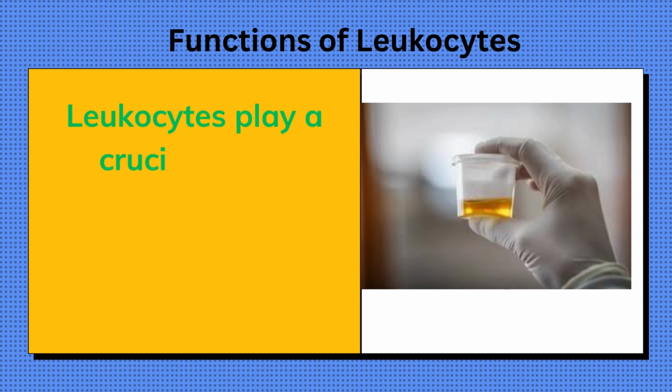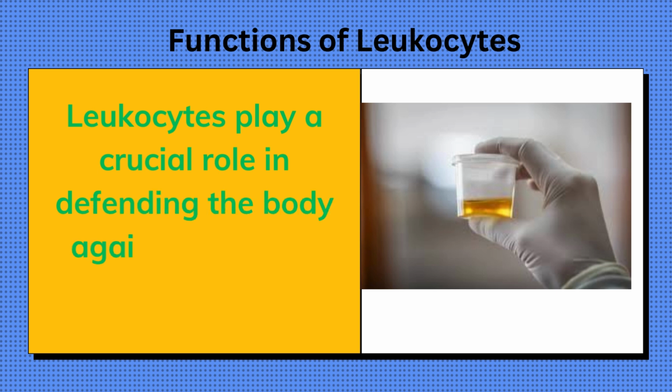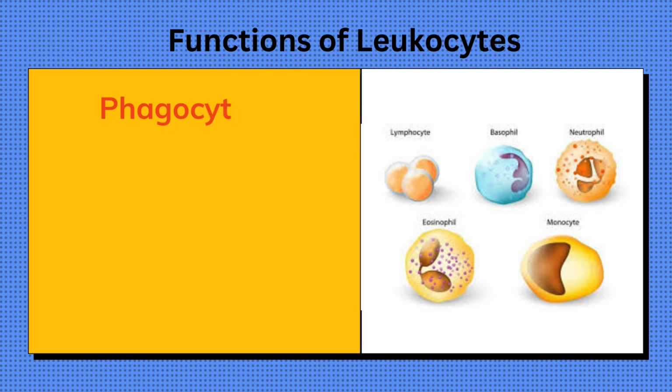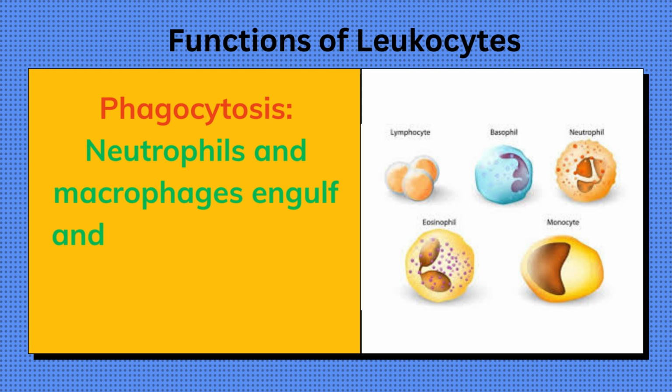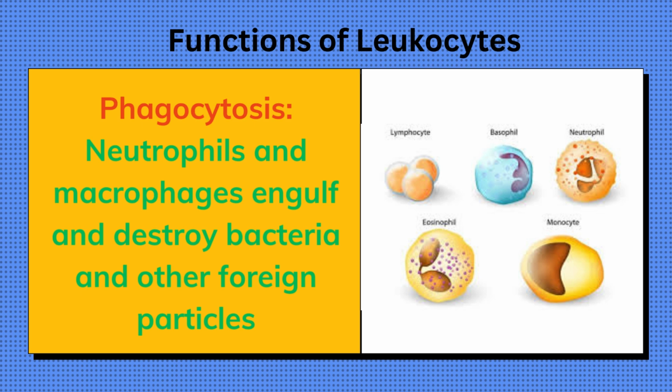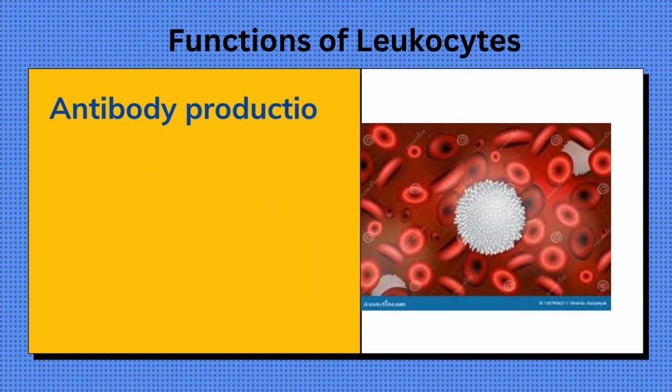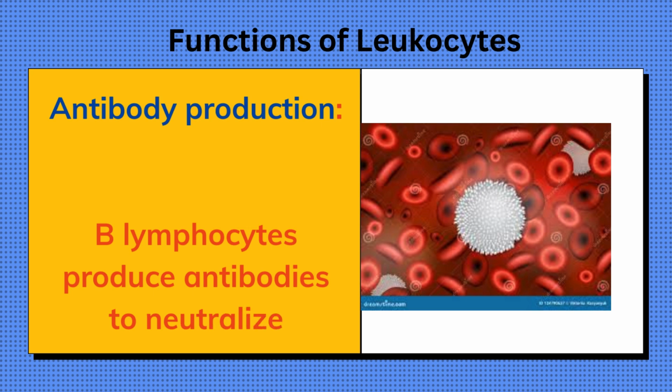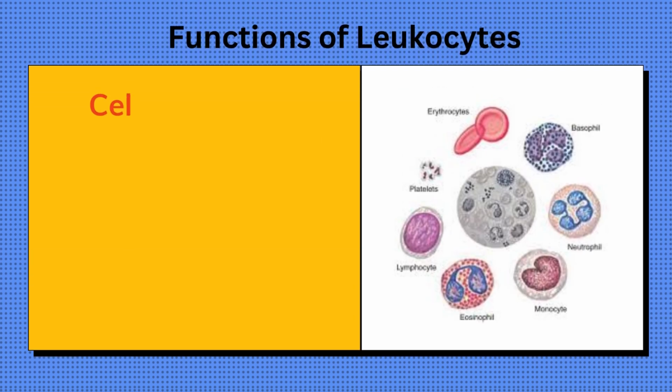Different types of leukocytes. Functions of leukocytes. Leukocytes play a crucial role in defending the body against invaders. Phagocytosis: neutrophils and macrophages engulf and destroy bacteria and other foreign particles. Antibody production: B lymphocytes produce antibodies to neutralize pathogens.